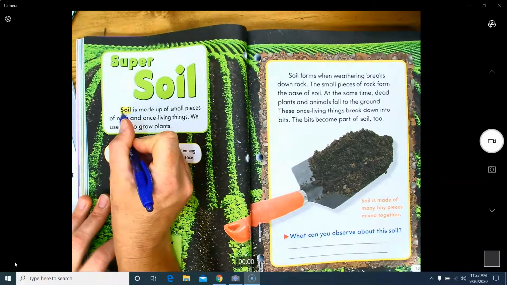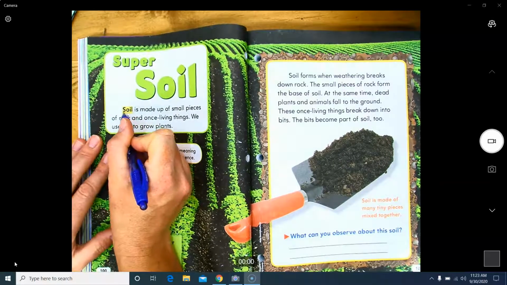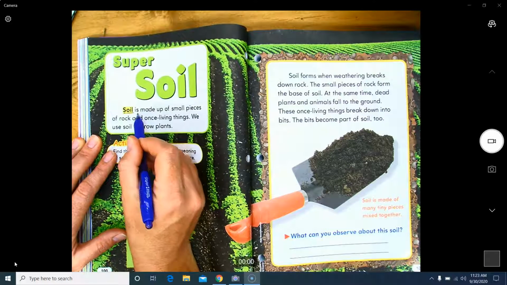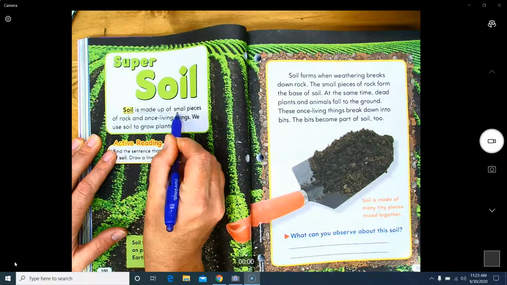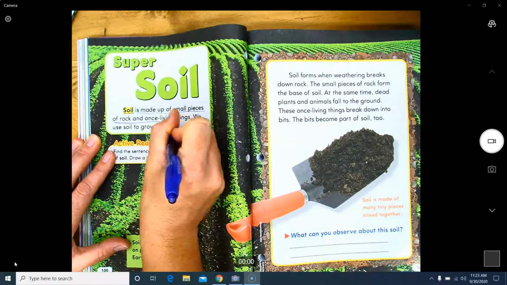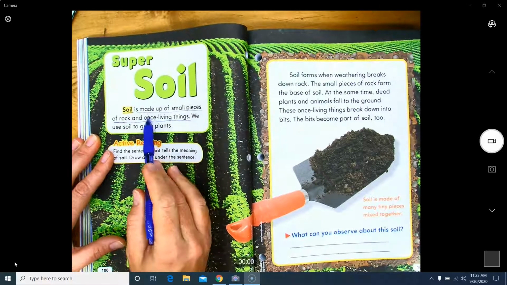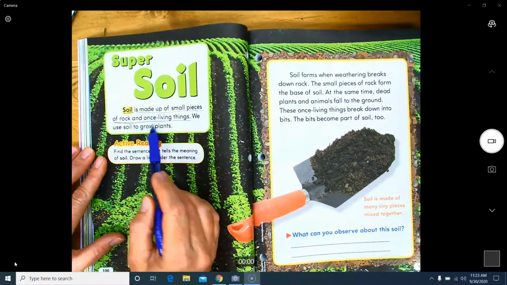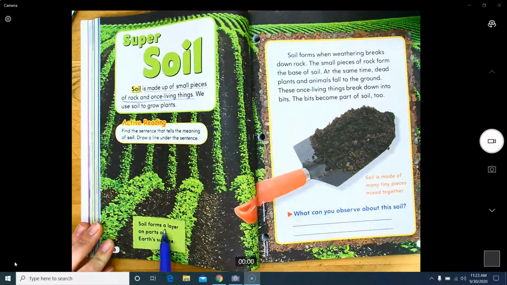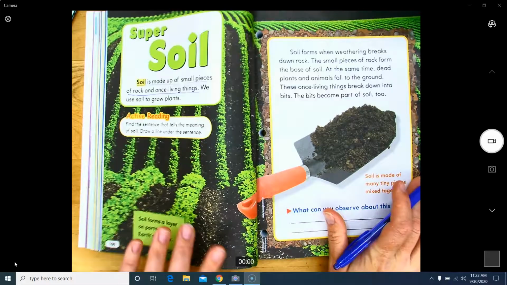Okay, well, here is one vocabulary term. And after it says is, so if it says is, that means this is what soil is. This is the definition of soil. So soil is made up of small pieces of rock and once living things. Down here, soil forms a layer on parts of Earth's surface.